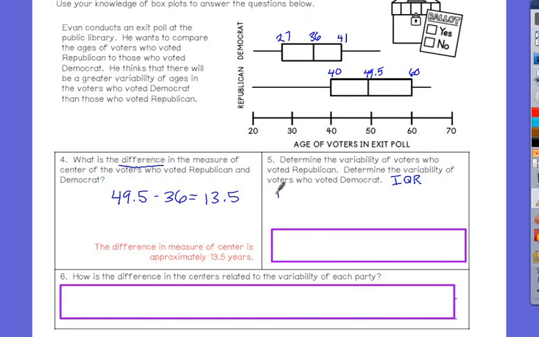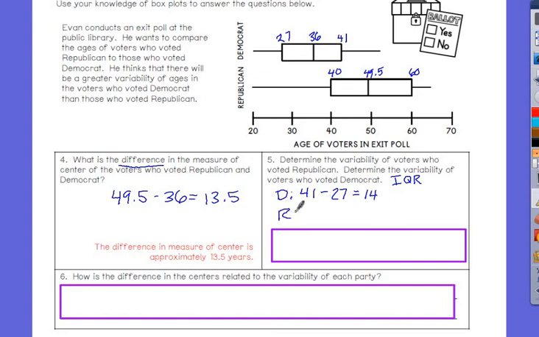Well, for Democrat, what is my Q3 number? 41. Minus, what is my Q1 number? 27. And what do you get there? 41 minus 27. 14.